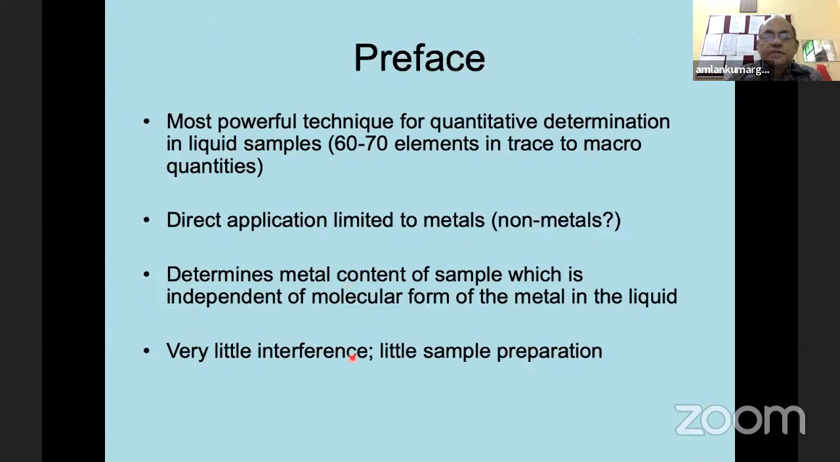There is very little interference and little sample preparation is required. So that is a very big advantage. And hence, this has been put to a lot of use.